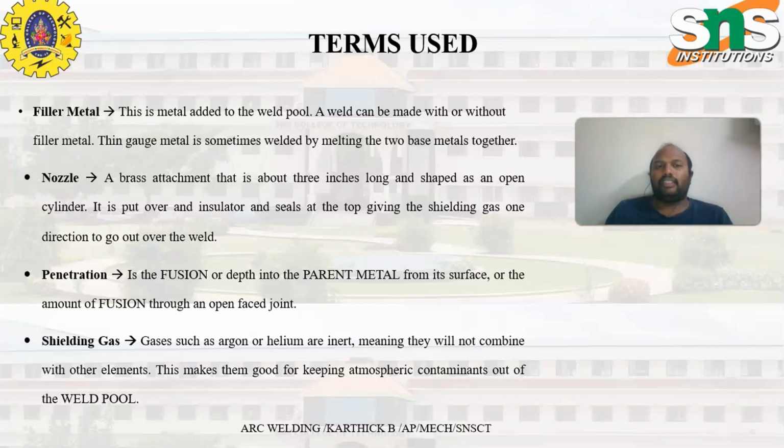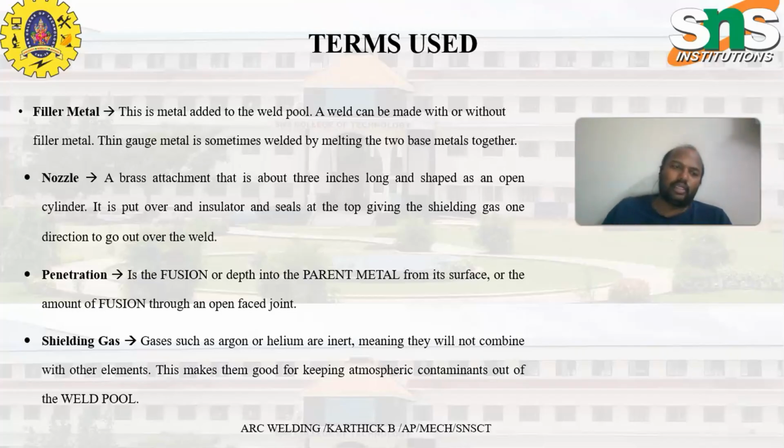In other words, this metal is added to the weld pool. One thing about filler metal is that it comes into the picture when the electrode is not consumed. Okay, so that way the filler metal comes into the picture. Thin material is sometimes welded by melting two base materials together, right?